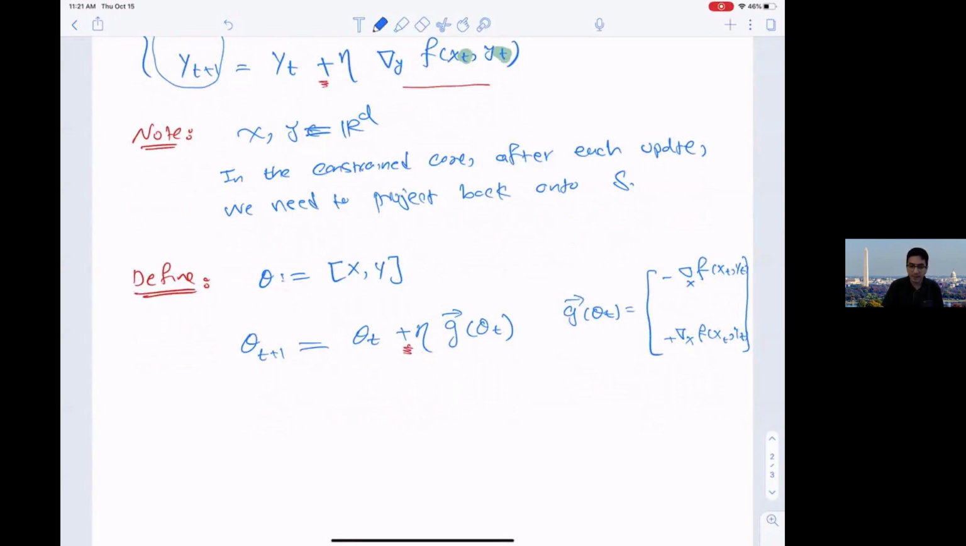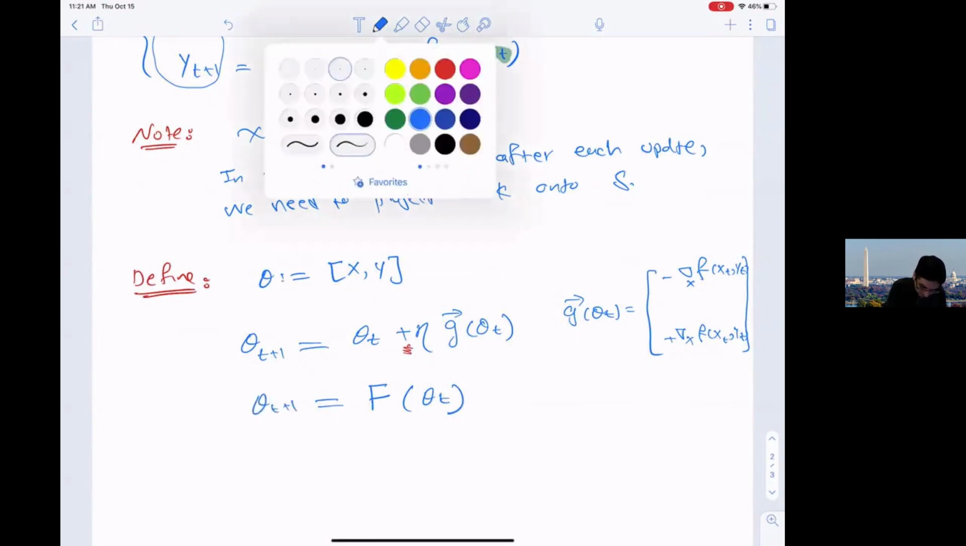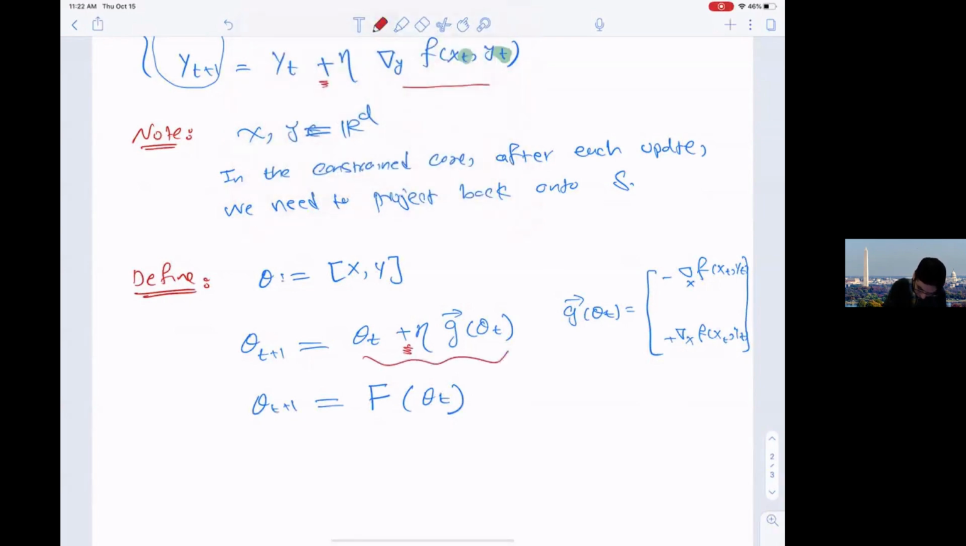So it makes things a little bit simpler. I can even further simplify this, because this whole right-hand side is a function applied on theta t that gives me theta t plus 1. Right? So this function is basically theta t plus eta times this gradient vector. So I have this function defined, applied on theta t gives me theta t plus 1.